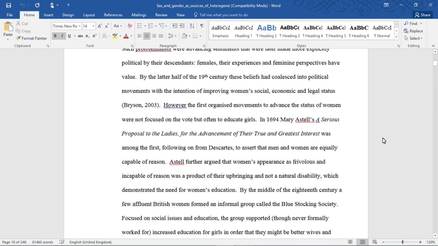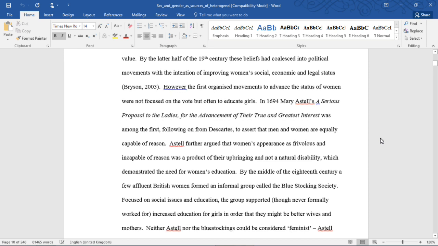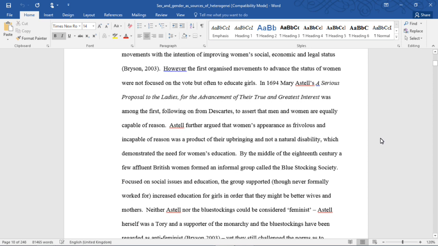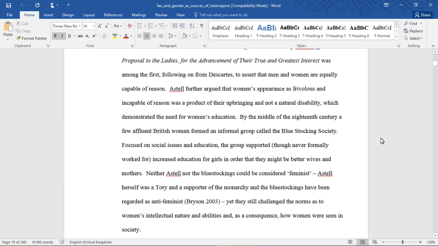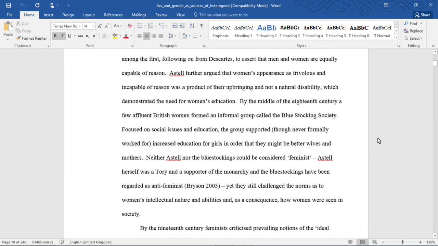However, the first organized movements to advance the status of women were not focused on the vote, but often on educating girls. In 1694, Mary Astell's A Serious Proposal to the Ladies for the Advancement of Their True and Greatest Interests was among the first, following on from Descartes, to assert that men and women are equally capable of reason. Astell further argued that women's appearance as frivolous and incapable of reason was a product of their upbringing and not a natural disability, which demonstrated the need for women's education.